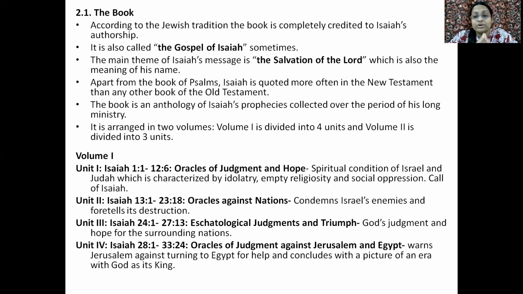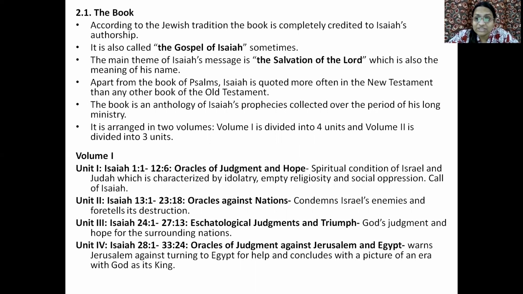We know that Psalms is quoted so much in the New Testament, but the second most quoted book from the Old Testament is Isaiah, which is quoted so often in the New Testament. Even Jesus read from the book of Isaiah in Luke. So let's move ahead and see the book.